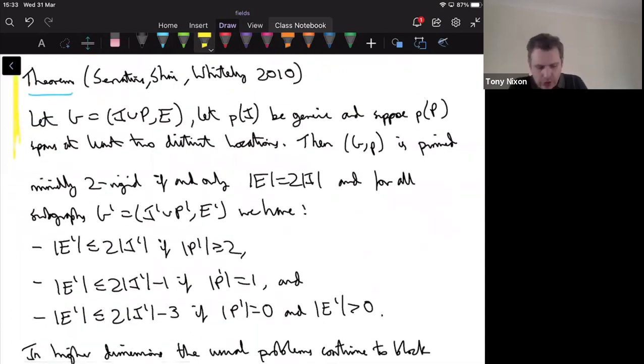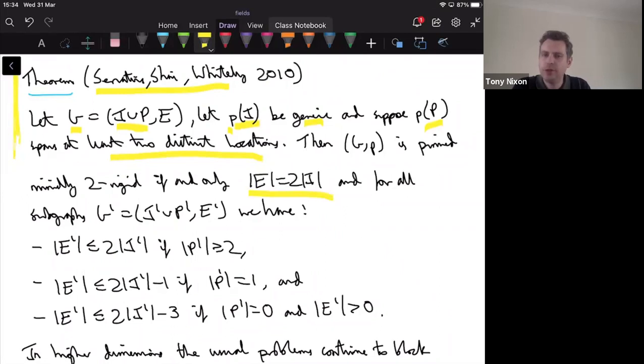Here it is. I'm not going to prove it. We proved the slightly more general one, so I don't think we need to prove this one. It can be proved. In fact, I think that they did prove it via 0 and 1 extensions. So I take my inner and pinned vertex set, and I set the locations of the inner vertices to be generic, and the locations of the pinned vertices can't all be the same place, so it spans at least 2 distinct locations. Then the framework (G, p) is pinned minimally 2-rigid, so this is a generalization of Laman's theorem to include pinned vertices, if and only if the number of edges is equal to twice the number of inner vertices.